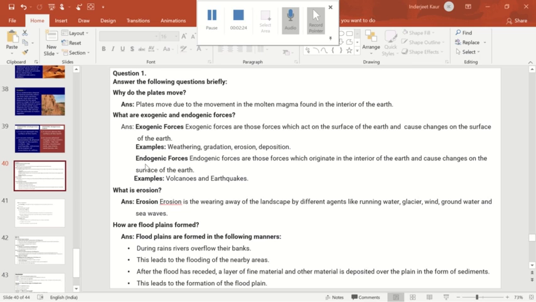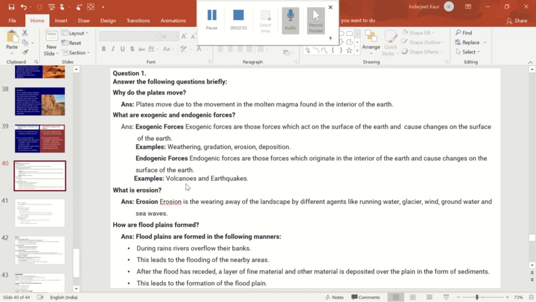Next force is endogenic force. Endogenic forces are those forces which originate in the interior of the earth and cause changes on the surface of the earth. So, endogenic means inside. So, you can remember this word endogenic from inside. Inside the earth these forces are working, and because of this inside force the surface of the earth changes.